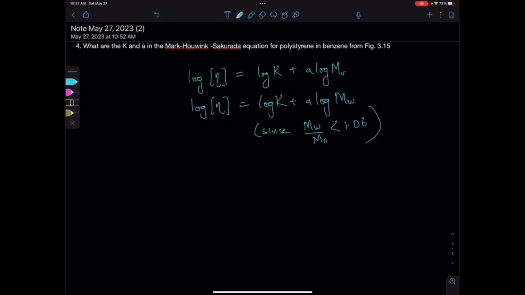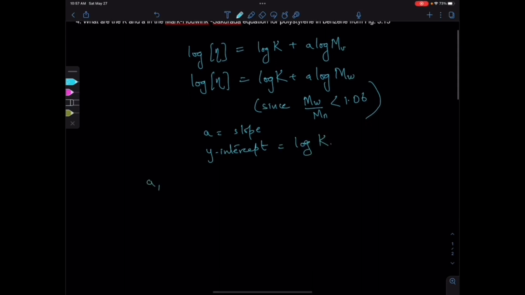If we look at the graph, we want to find out the slope and the y-intercept. a is the slope and the y-intercept is log K. a and K are the Mark-Houwink constants, which we want to find.